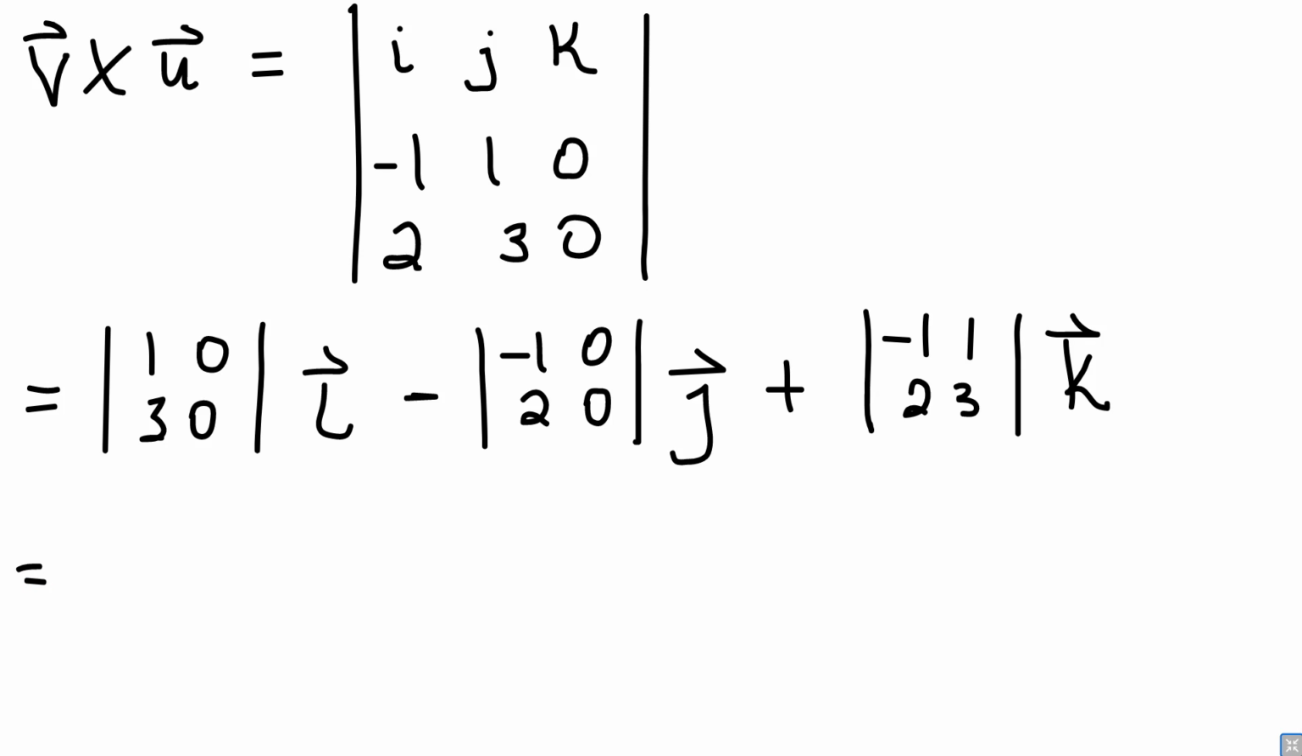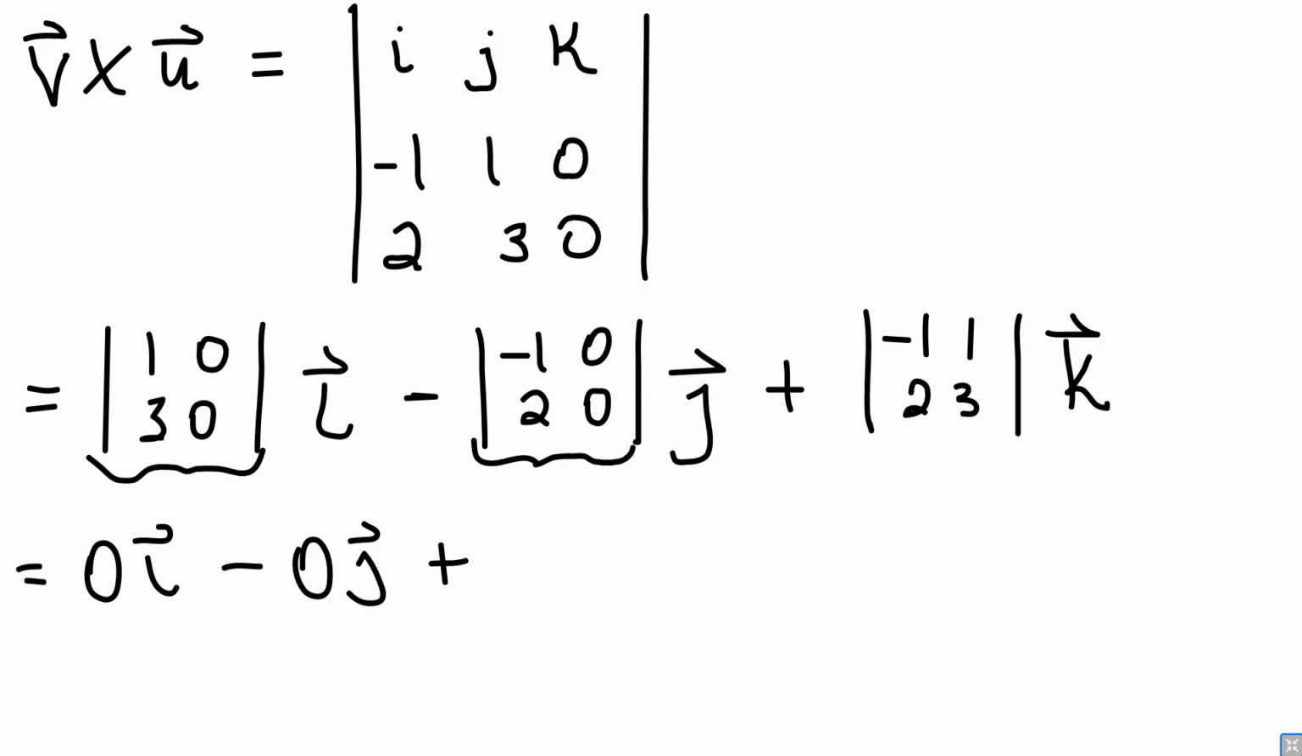All right. So now what we're going to do is evaluate. So if I evaluate this first determinant, what value will I get? 0. Okay. In the i direction, minus. If I evaluate the second one, what value will I get? 0 in the j direction. Good. Plus, and if I evaluate the last one, I'm going to get what? -6. Ooh, careful.